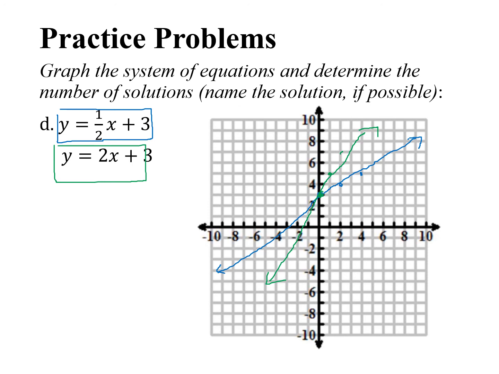This is a consistent independent system. My one solution is that spot where those lines cross each other. That ordered pair, we always list our x value first in our ordered pair and our y value second. So this has one solution, and the only solution is the ordered pair (0, 3).